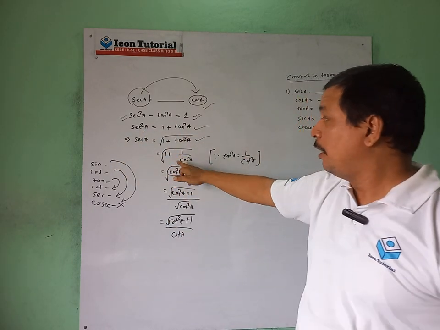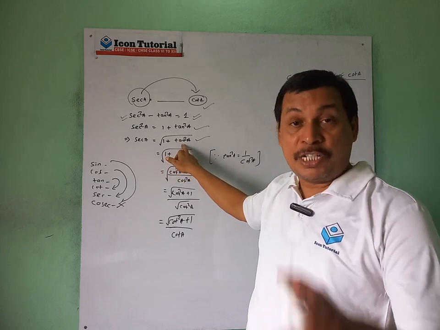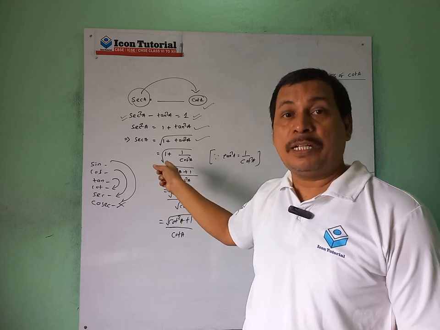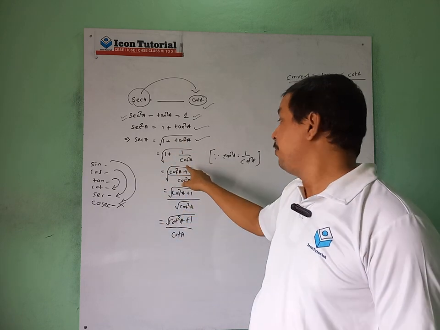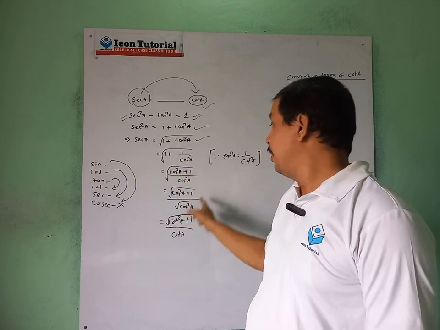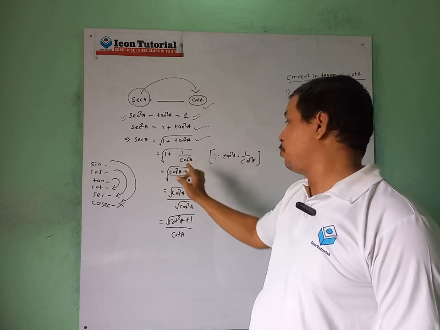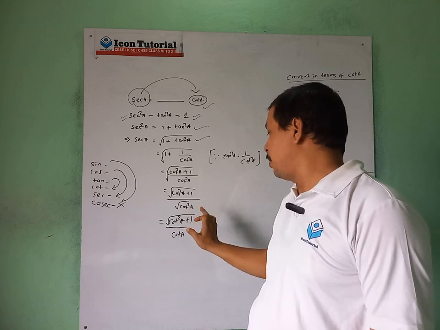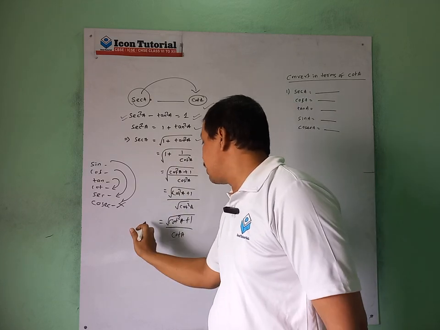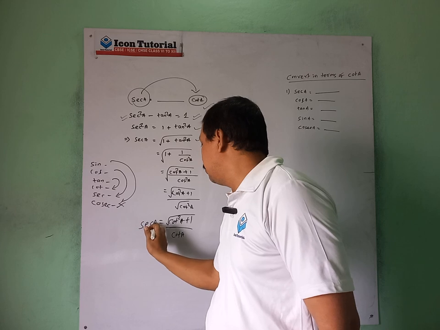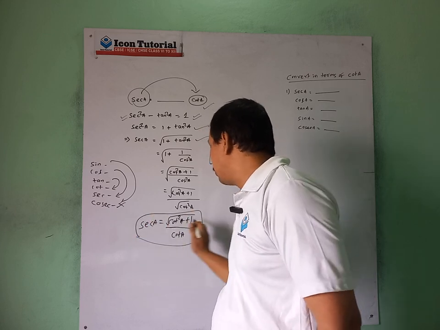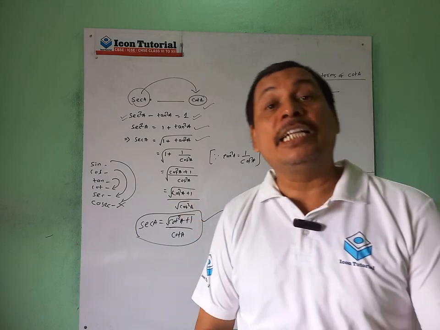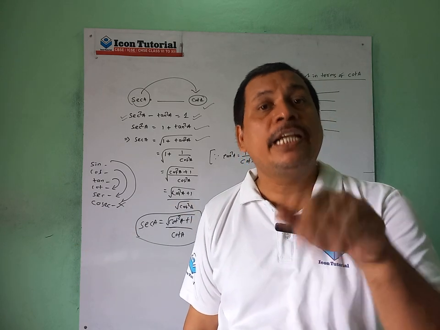Next step, similarly, in 1 plus tan square A, in place of tan square A, I put 1 by cot square A. Next, by taking LCM, cot square A into 1 is cot square A, then plus 1. Again the square root of cot square A plus 1, divided by the square root of cot square A. Finally, the square root of cot square A plus 1 divided by cot A. This is your sec A. Now, the first one is already done. So here, sec A in terms of cot A.